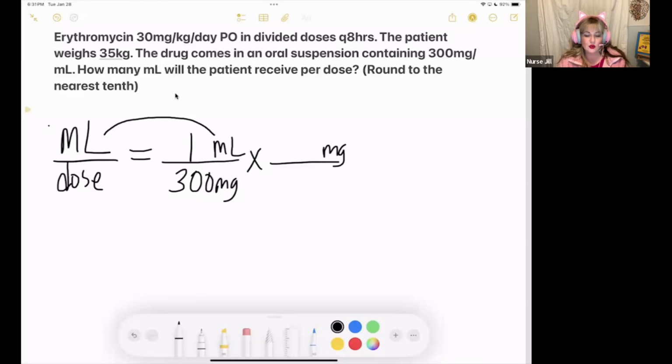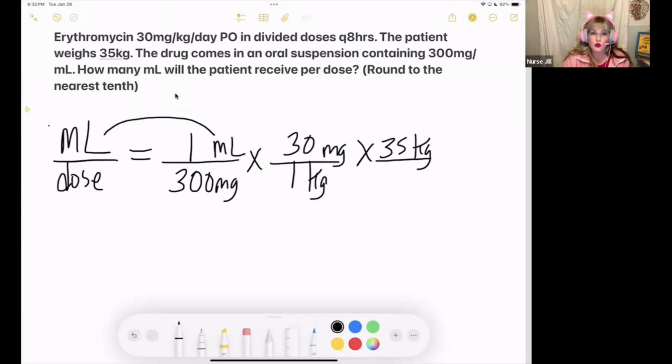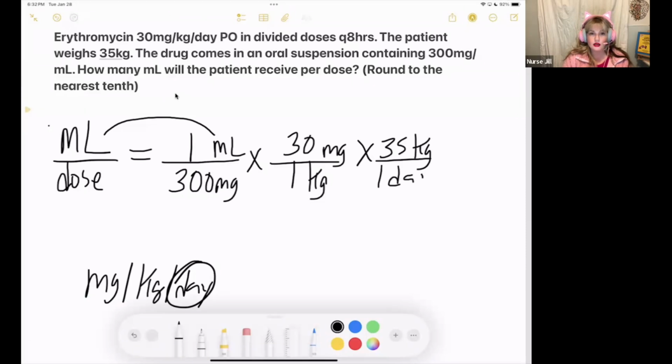All right, so we're looking for milligram. We have 30. It's attached to the kg next, and it doesn't have a number, so I put 1. Next, I look for the patient's weight. It's already in kg, so no conversion is needed here. So we have 35 kg. And next, we bounce right back to that 3 factor. So we've used the milligram, we've used the kilogram, and now we've got to use the day, right? Doesn't have a number, so we put over 1 day.